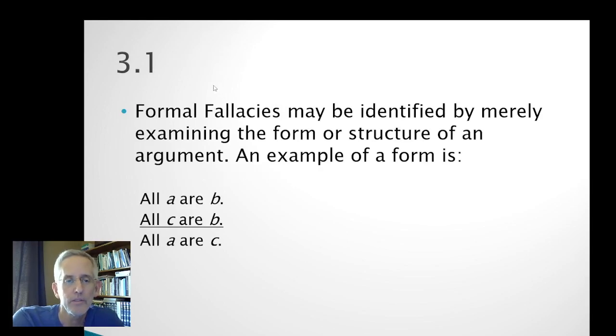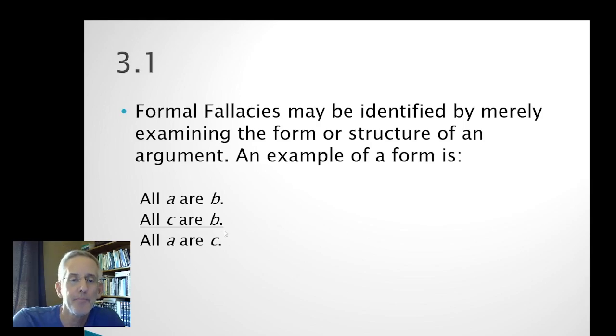Okay, so first let's understand what formal fallacies are. Formal fallacies can be identified by merely examining the form or structure of an argument. So here's a simple categorical syllogism. We talked about those previously. All A's are B's, all C's are B's, therefore all A's are C's. Later on we'll learn the rules for determining whether these types of arguments commit formal fallacies. We haven't done that yet. That'll be later in the semester.